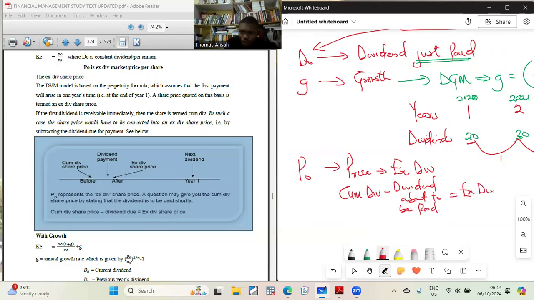And bear in mind, we always need the ex-dividend price, ex-dividend P0. Take note of that. So we will always need ex-dividend P0. All right, so that is that.